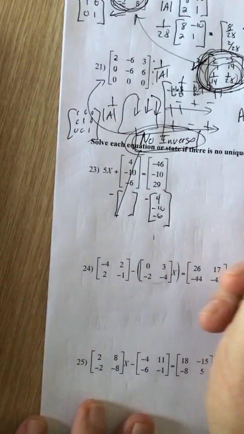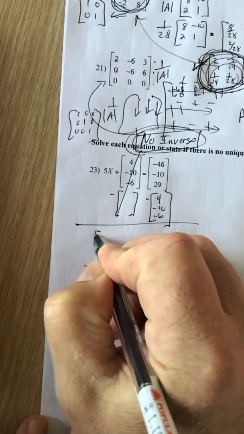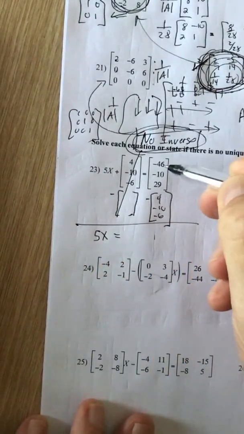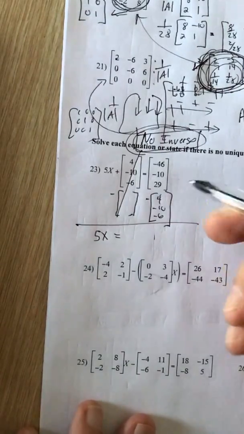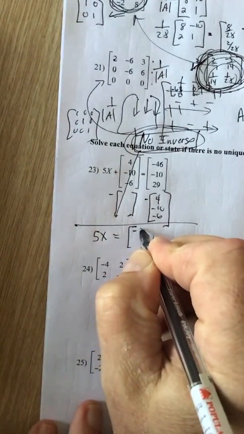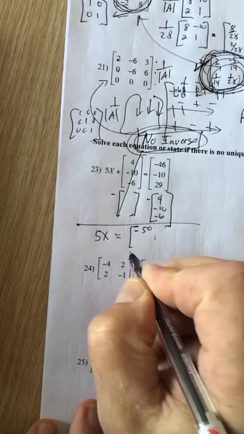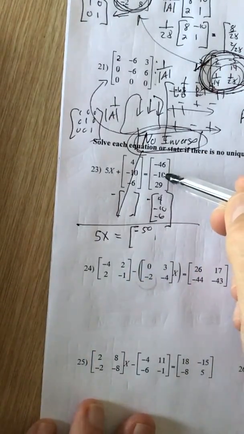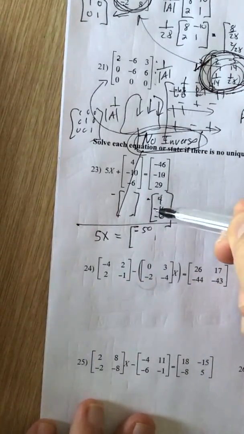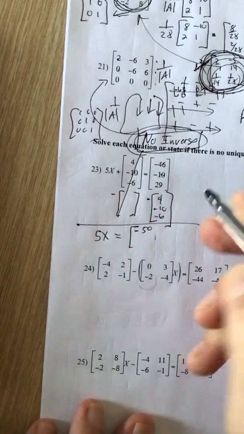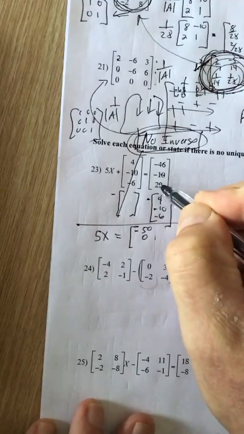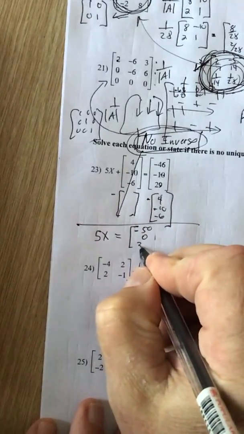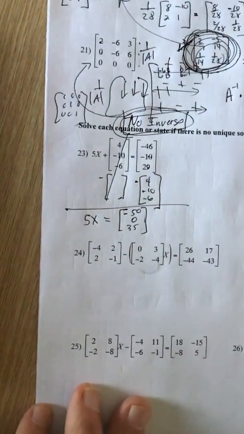4, negative 10, negative 6. Okay, that leaves 5x equals, okay, negative 46 minus 4. So that's going to be negative 50. Negative 10 minus negative 10. So negative 10 plus 10, that's 0. 29 minus negative 6. So 29 plus 6 is 35.